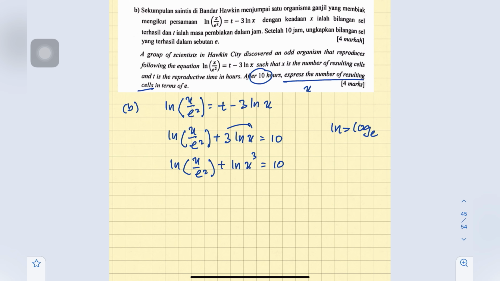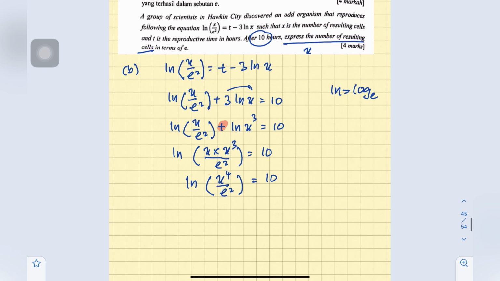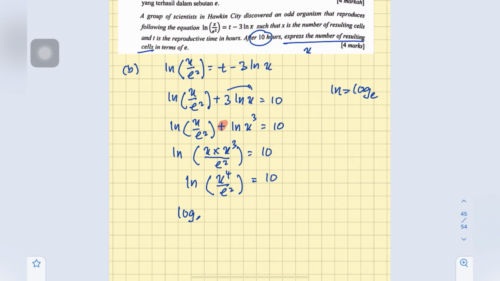Okay, so then by using the laws of logarithm, because ln is base e, we can use the laws of logarithm. So this one plus becomes multiply. So x times x cube over e squared equals 10. Okay, simplify: ln of x to the power of 4 over e squared equals 10. Just now I told you ln is log base e, so this one is log e of x to the power of 4 over e squared equals 10.